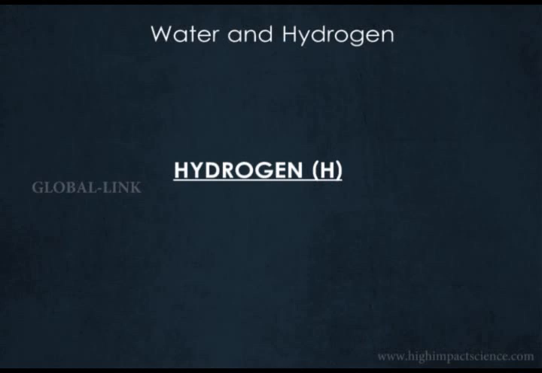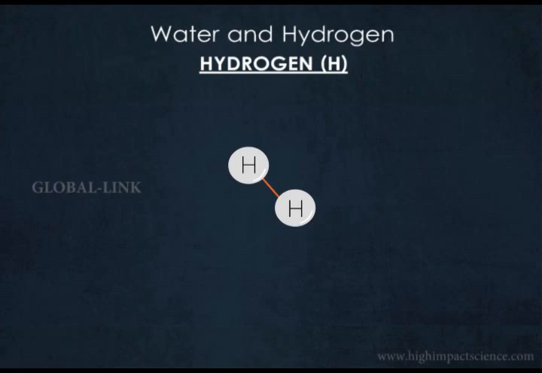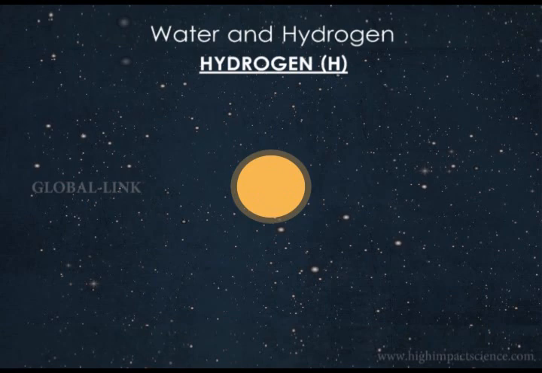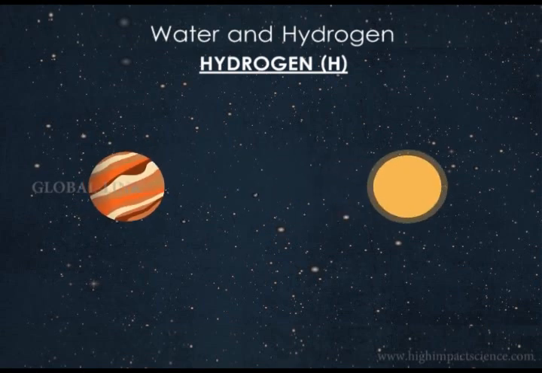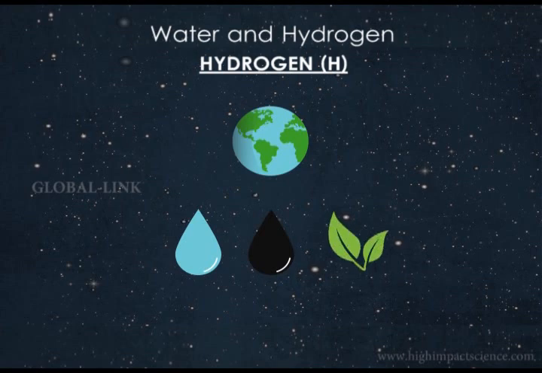Next, we look at hydrogen. Hydrogen is a colorless, odorless gas at room temperature. It is the first and the lightest element on the periodic table. It does not exist freely as an atom. 2 hydrogen atoms combine to form a diatomic molecule of hydrogen gas. It is found in the sun and most stars, and the giant planets like Jupiter are composed mostly of hydrogen. On Earth, it is found in compounds such as water, fossil fuels, and living organisms, but very little as free hydrogen gas.